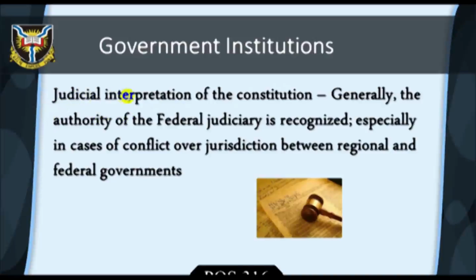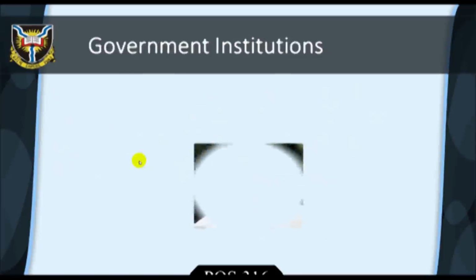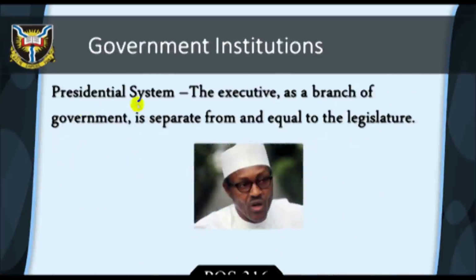5. Judicial interpretation of the Constitution. Generally, the authority of the federal judiciary is recognized, especially in cases of conflict over jurisdiction between the regional and federal governments. In Nigeria, for example, the Federal Court of Appeal or the Supreme Court intervened at different points in time to resolve issues of revenue allocation, resource control, local government creation, etc., between the states and the federal government.